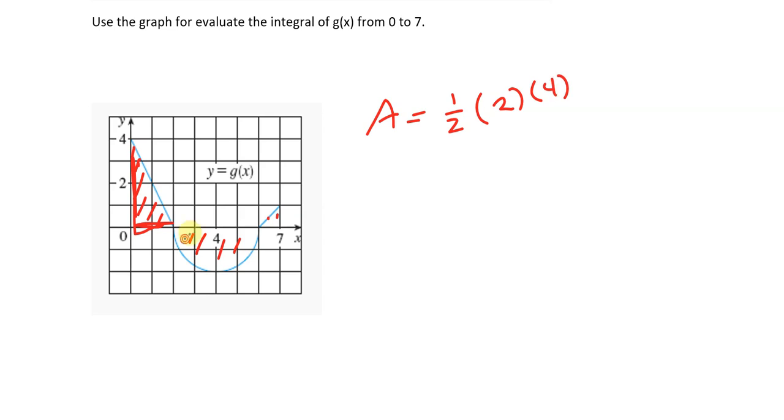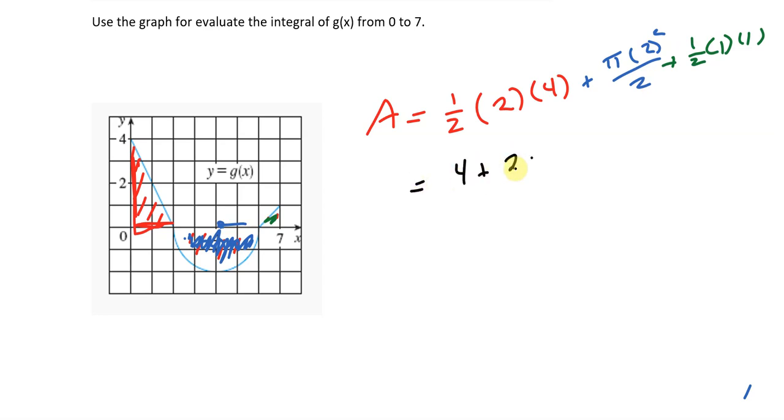Now I'm looking at this half circle piece. The area for a circle is pi r squared, so we'll have pi times the radius squared. Here's the midpoint, so the radius is 2. And we only have half a circle, so I'm going to divide that by 2. And then we have this little triangle out here at the end. Its base is 1 and its height is 1. So my area then is 4 plus 2 pi plus 1/2. Well, that's 5/2 plus 2 pi would be my area.